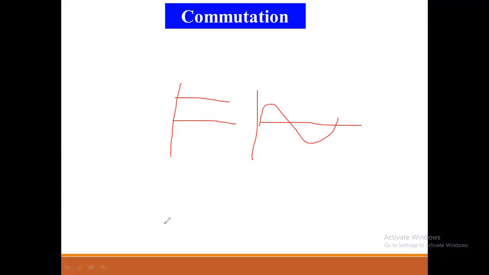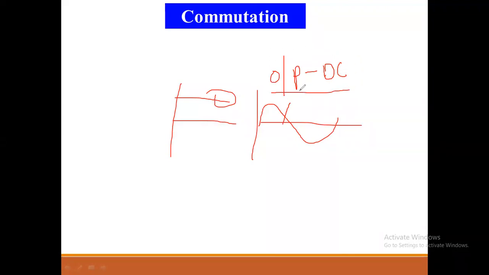अल्टरनेटिंग. Okay, so the function of commutator is to convert this alternating quantity into a direct quantity. Output of generator कोणत्या फॉर्म मध्ये असतं? DC फॉर्म मध्ये, right? But the induced EMF in the generator is in the form of AC. So we want to convert this alternating quantity into direct quantity, so we require a commutator.